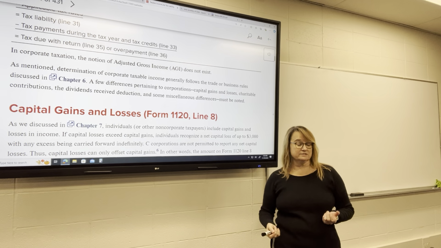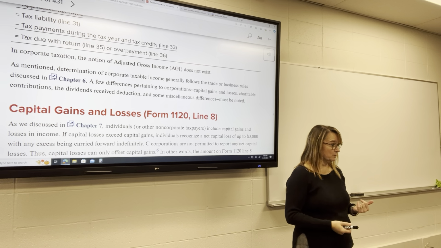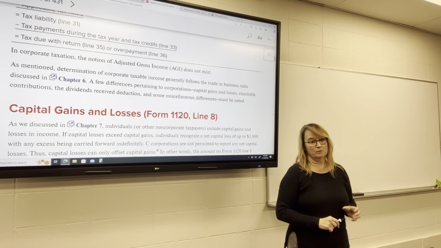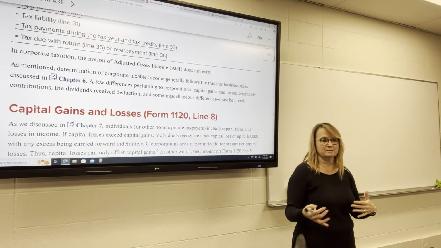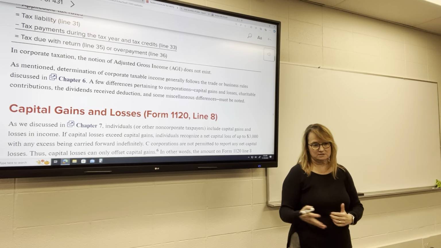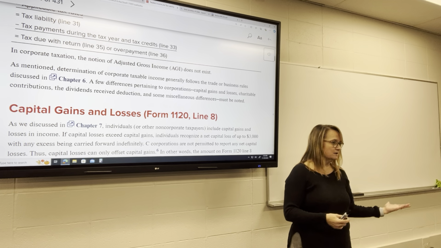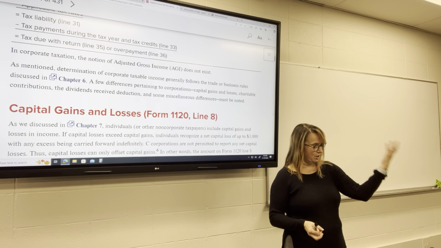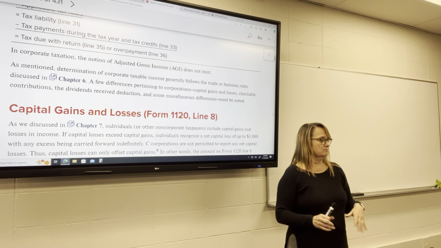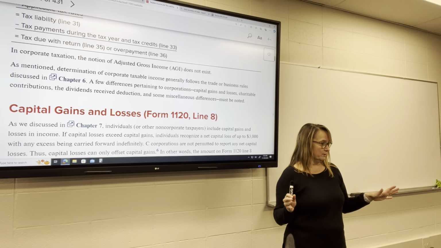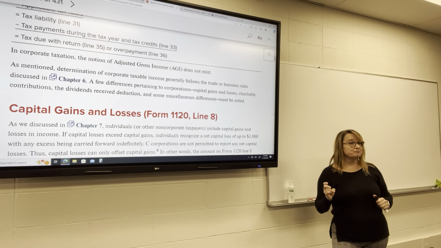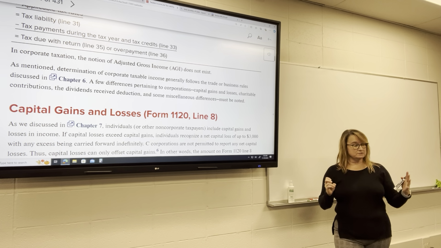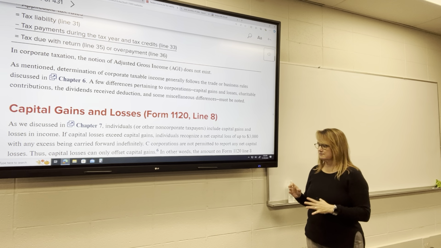Capital gains and losses, this is way easier, by the way, than what we talked about for individuals. Remember, we had the short term and long term and the netting and the different tax rates and all that stuff, and the $3,000, we could take the losses up to $3,000. We don't have any of that for corporations, okay? There are some different rules with regard to losses, but we do not have a lot of those complexities for corporations.